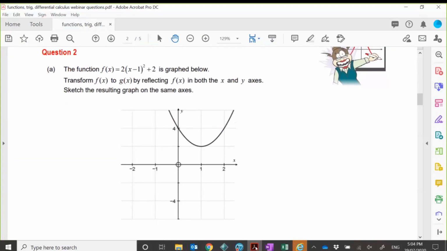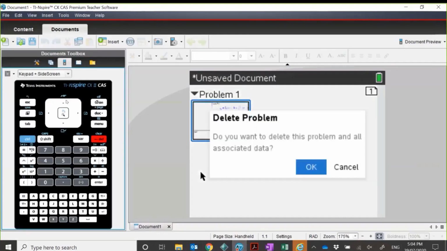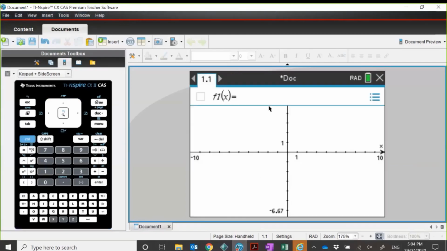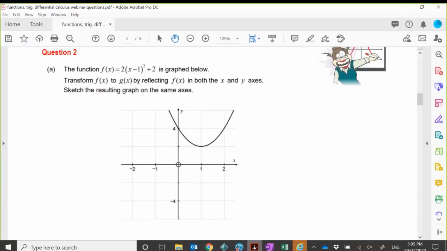Now, the calculator is very useful for this one. So first of all, let's get that parabola into the calculator. I'm just going to always close my pages that I've been working on and open up fresh pages. Now got a graphs page, and I'm graphing 2 multiplied by x take 1 squared, and then I've shifted it up 2 spots. There is my original parabola that's been given to you in the question.